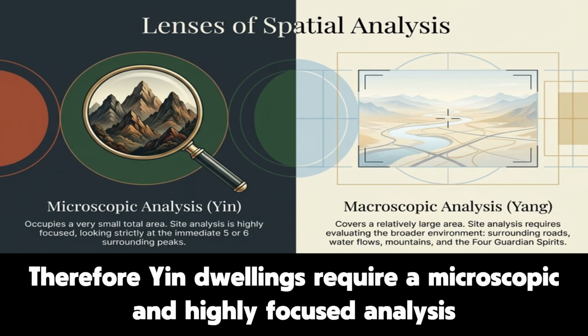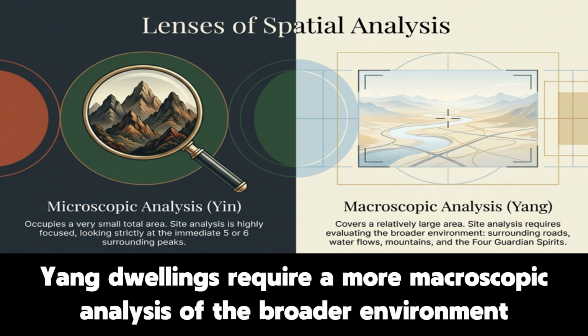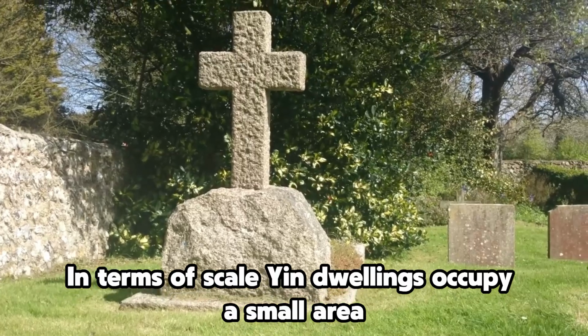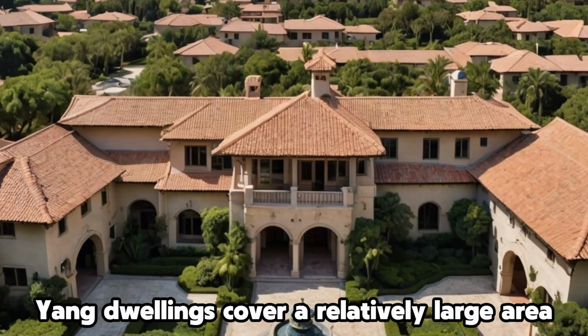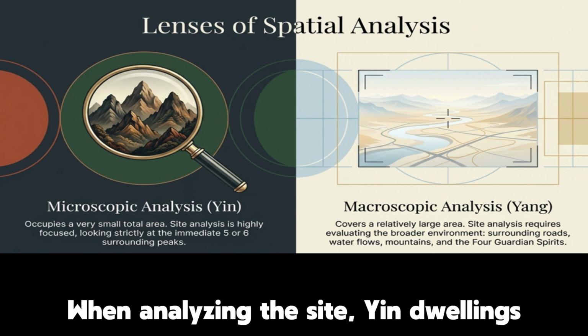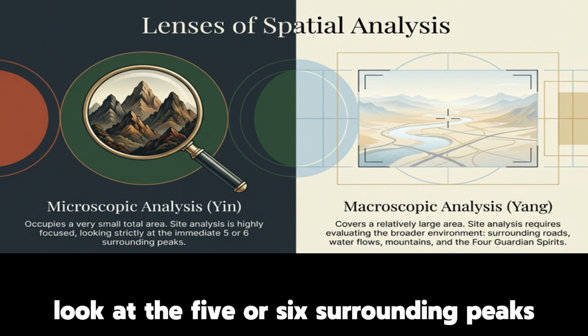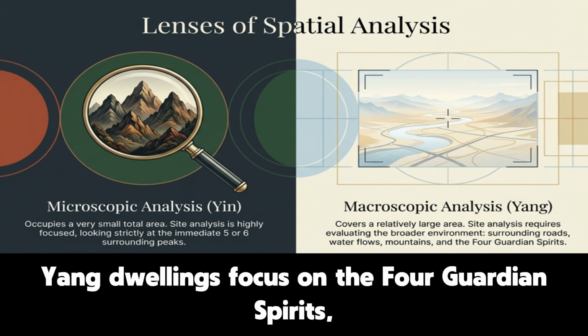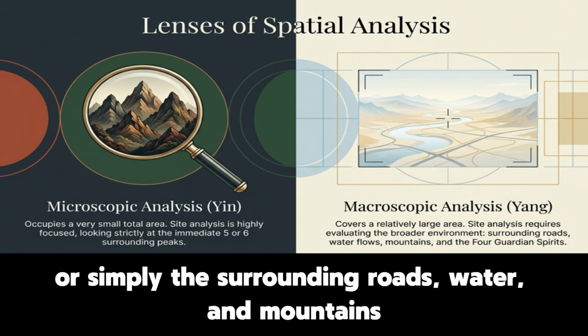Therefore, yin dwellings require a microscopic and highly focused analysis. Yang dwellings require a more macroscopic analysis of the broader environment. In terms of scale, yin dwellings occupy a small area. Yang dwellings cover a relatively large area. When analyzing the site, yin dwellings look at the 5 or 6 surrounding peaks. Yang dwellings focus on the 4 guardian spirits, or simply the surrounding roads, water, and mountains.